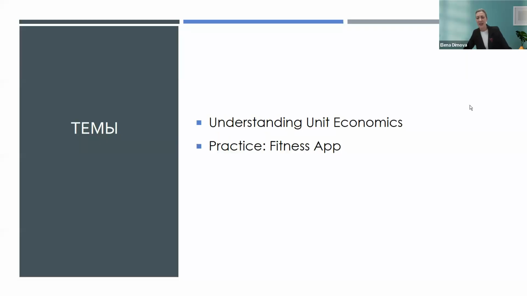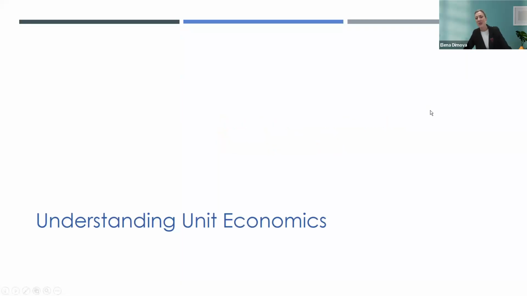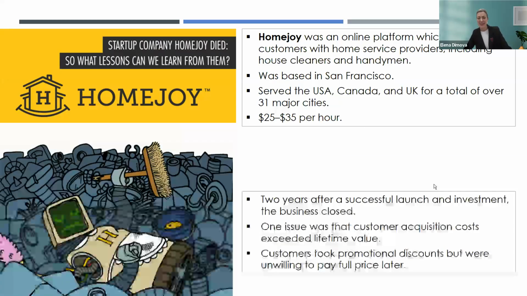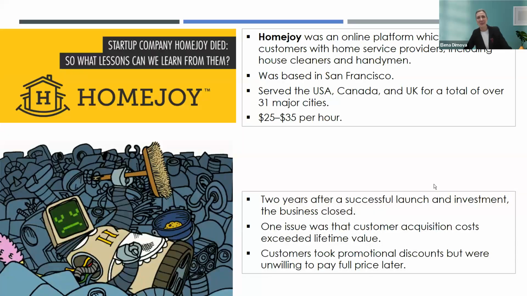So let's start. Here is the plan: an introduction to unit economics and its metrics, and a practice part focused on a fitness application. I would like to start with the story of a failure. There was a company once upon a time, HomeJoy, which was created based on a very nice trend. Today we are all very busy, hunting for money, for emotions, for interesting things, and taking care of your home, making cleaning, is something that we postpone for later or even never do.